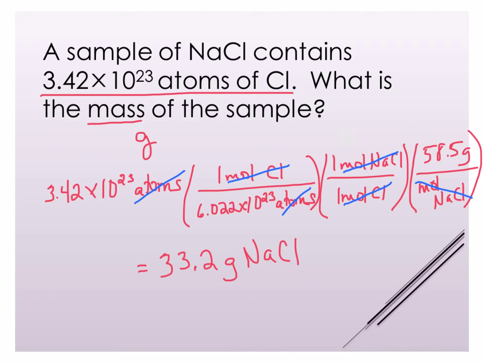And I need my 3 sig figs because my number going into the problem here had 3 sig figs. Now for molar mass, I had 3 sig figs there. Had I had a value that had 4 sig figs to start the problem, I want to make sure that my molar mass has as many or more significant figures in there. I don't want that to be a limiting factor in determining the precision of my answer. So we get 33.2 grams of sodium chloride.